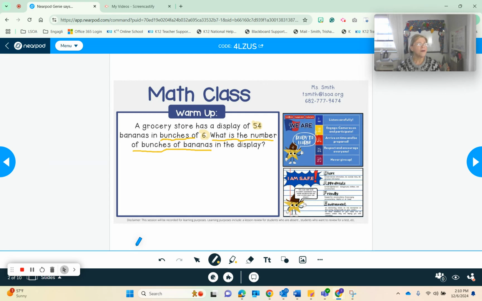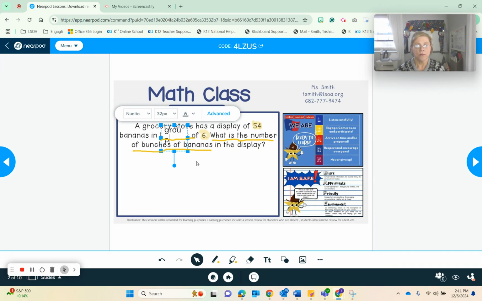Now, you might be saying, Ms. Smith, I don't know what it means when they're saying bunches of bananas. That's a very valid question. What does it mean when they say bunches of bananas? Instead of saying bunches, I'm going to add a new word right here: groups. So instead of saying bunches of bananas, we can say groups of bananas, because bunches and groups are really just the same thing.